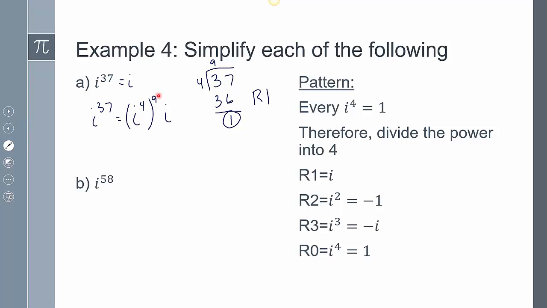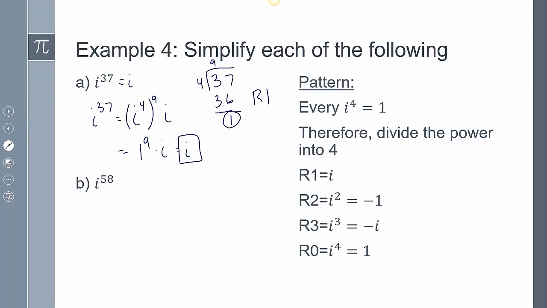Well, I can get 9 i to the 4th powers. There's 9 of them in there because 4 times 9 is 36, 36 plus 1. And so we know that this i to the 4th power is 1, so 1 to the 9th is just 1. 1 times i gives me that i.